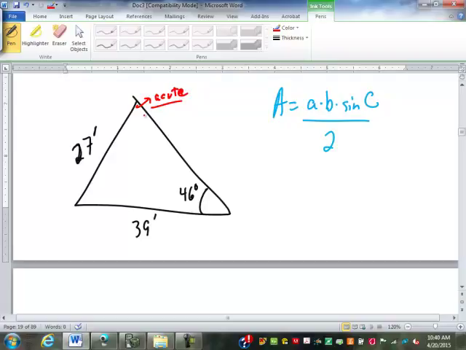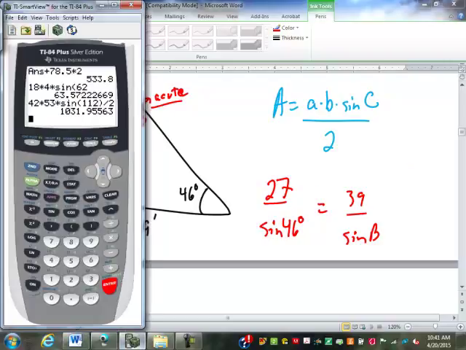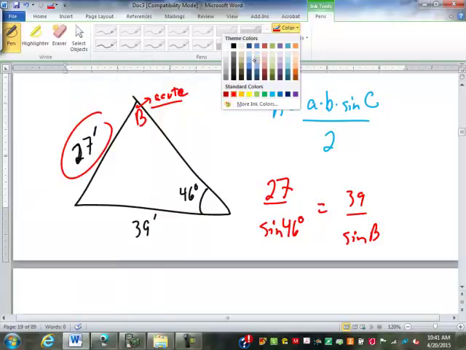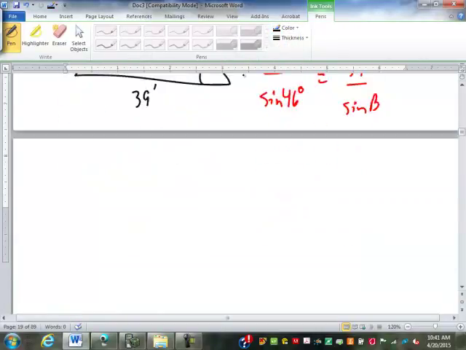So if we know that's acute, we've got 27 over the sine of 46 equals 39 over the sine, we'll call that angle B up there, or sine of B. We cross multiply and divide. Sine of 46, close parentheses, times 39 divided by 27. Oh, what are you getting wrong there? It's not a triangle. That's bigger than 1, so we can't do it. That's saying this side's too short. So there is no area. It's not a triangle.